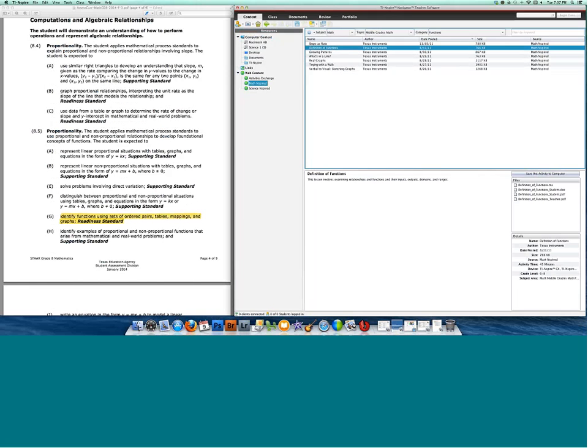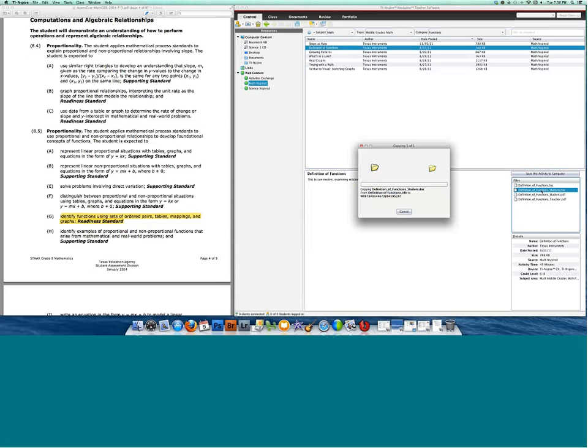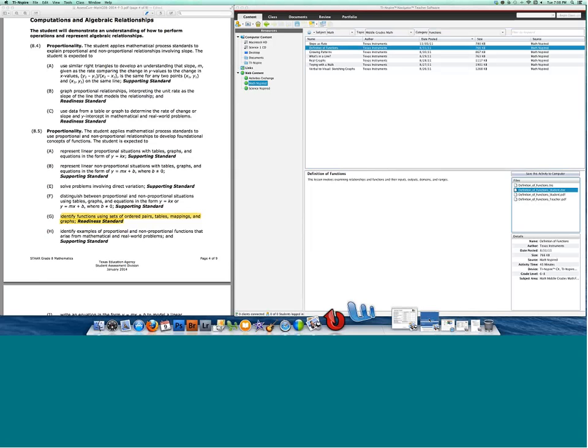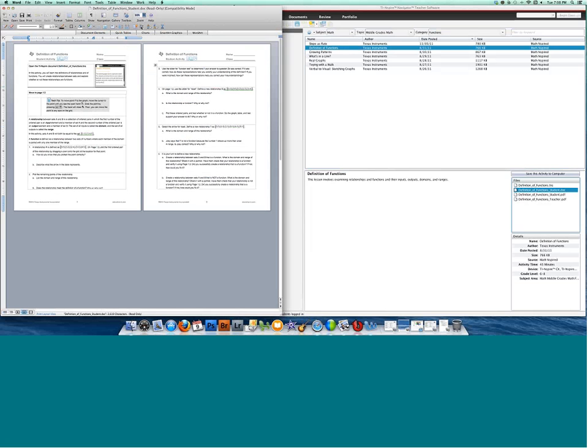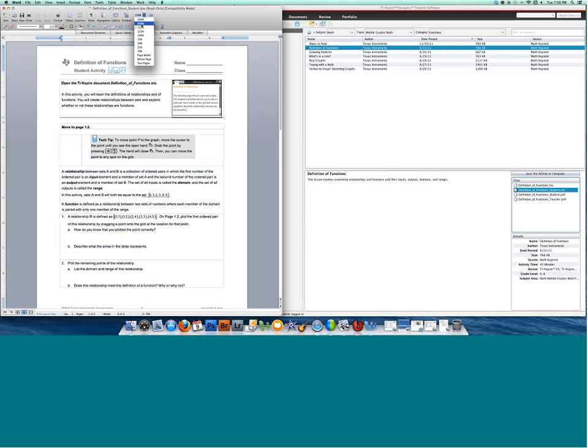And when I select the activity here, if you'll notice down here under the files window in the content workspace, you can see the TNS file, which is your file for the Inspire software and the Inspire handhelds, and then also the student document, the PDF, and the teacher document. So let's go ahead and open up the student document first. While that's loading, I will go ahead and load the TNS file as well. There it is. All right. Let's dim this a little bit more so that everyone can see it.